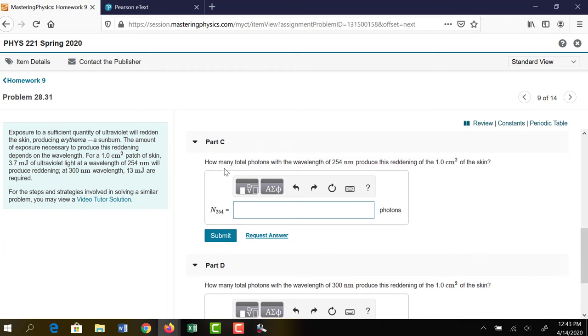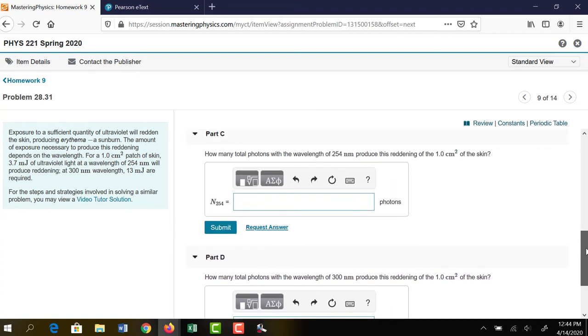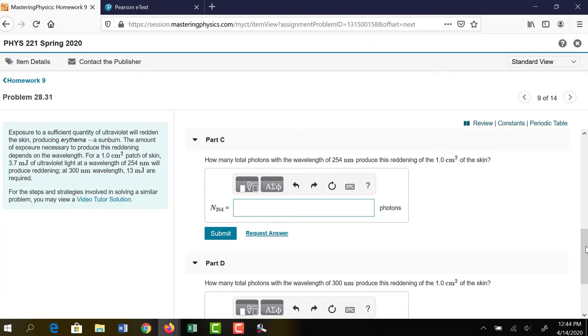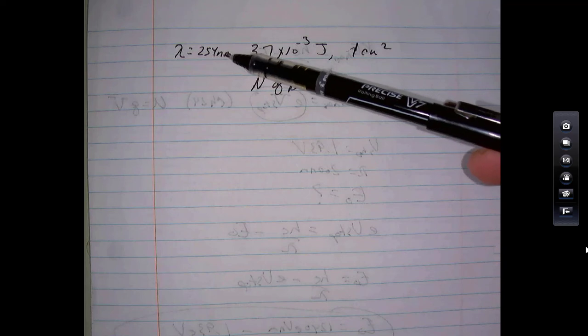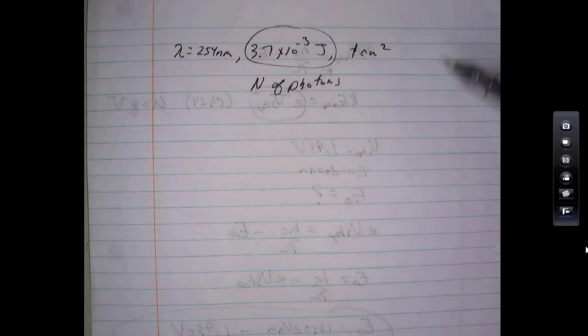And then part C: how many total photons of 254 nanometers produce this reddening in the 1 centimeter square part? And the same question over here, just for the 300 nanometers. So let's look at part C and part D. For part C, let's look at the 254 nanometer wavelength photon. They tell you it takes 3.7 times 10 to the minus third joules total. This is the total amount of energy. The 1 centimeter square just describes the little area being hit by sunlight. We don't really need this to do any calculations. It just describes what's going on.